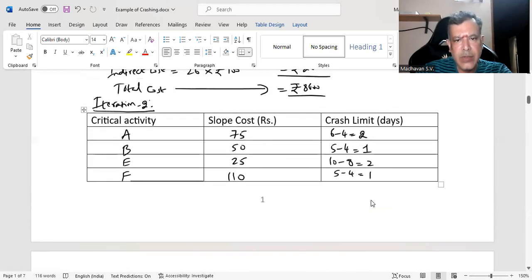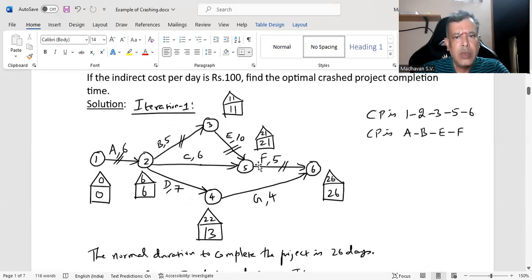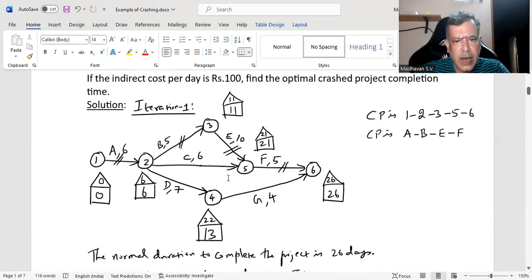Now, the least slope cost we choose because we want to spend less. So what we will do, we will choose activity E, which can be crashed to the extent of 2 days. That means we can think about reducing this activity E by 2 days, whether that will be possible or not.